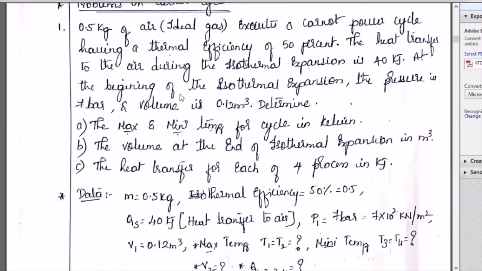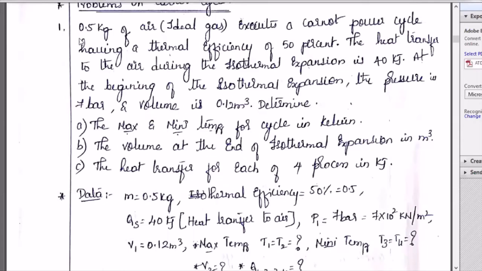Now let us glance this problem. After glancing, let me take you to the PV and TS diagram for writing down the data. Without PV and TS diagram, writing the data in whatever the cycles of gas power cycle chapter is impossible. So always you need to remember PV and TS diagram, and once PV and TS diagram is written, you will be awarded some marks, part of the marks from the problem. Now let us read out the problem.